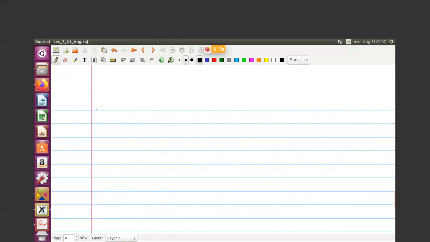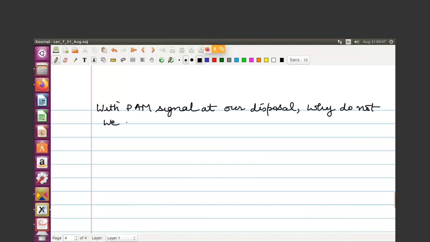So with the PAM signal at our disposal, why don't we directly transmit it? Because this is also a type of digital signal. It has some sort of finiteness. It is taking maybe not a continuum of values, but a few discrete values. So why don't we directly transmit it? So this is the question.